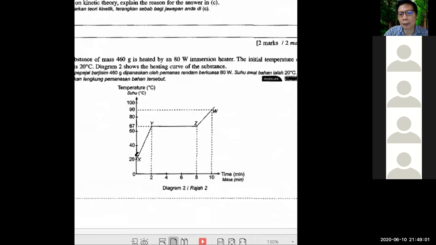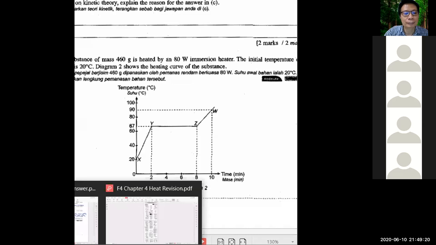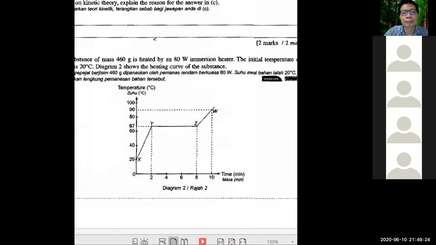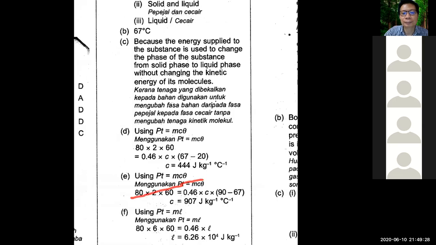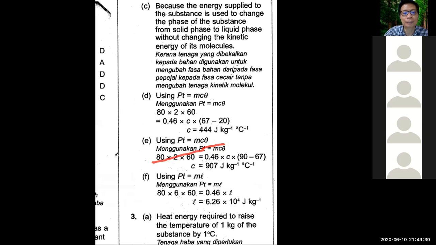Okay? So it's here. Solid state is here. Temperature is 27, go to 67. So 67 minus 20. Then the liquid state is here, 67 to 90. So the change in temperature is 90 minus 67. Okay? All right. Okay, answer now. So the answer is here.